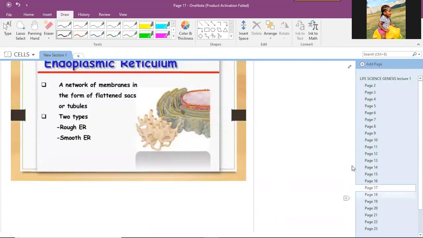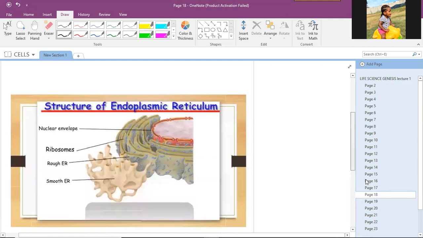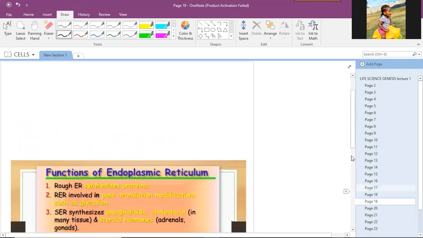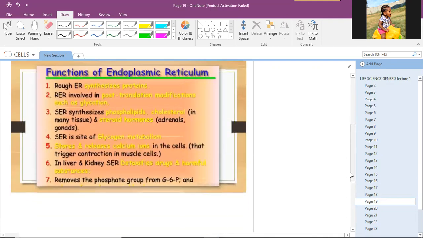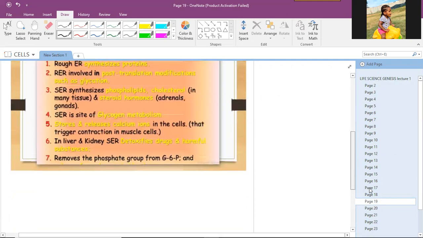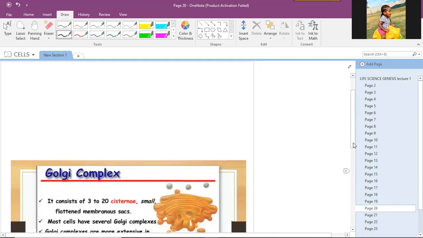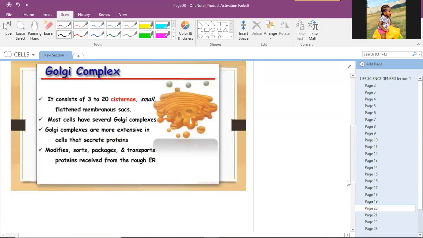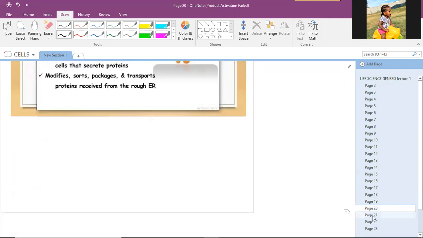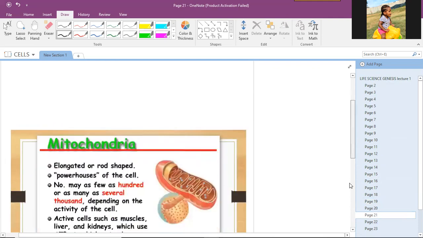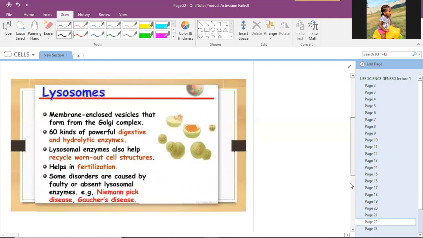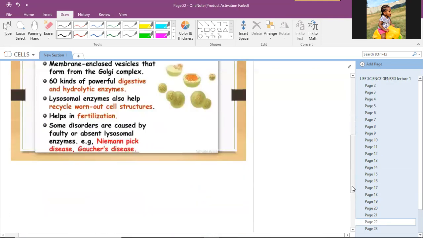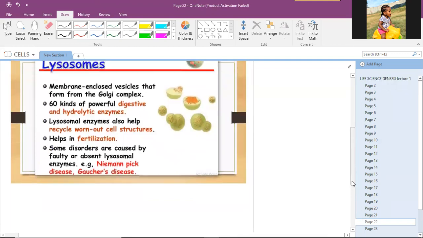Rough endoplasmic reticulum, where it has got ribosomes, smooth endoplasmic reticulum, no ribosomes, function of rough endoplasmic reticulum there. Those are the functions. So please use this video, because some of these notes might be a little bit advanced, but write them either way. You're a student. The mitochondria there, powerhouse of the cell, ATP, lysosomes. These are the ones that clean the cell. They have these digestive functions where they clear out the debris of the cell.